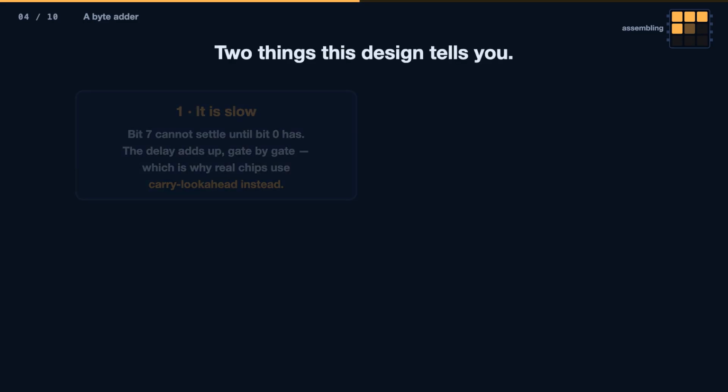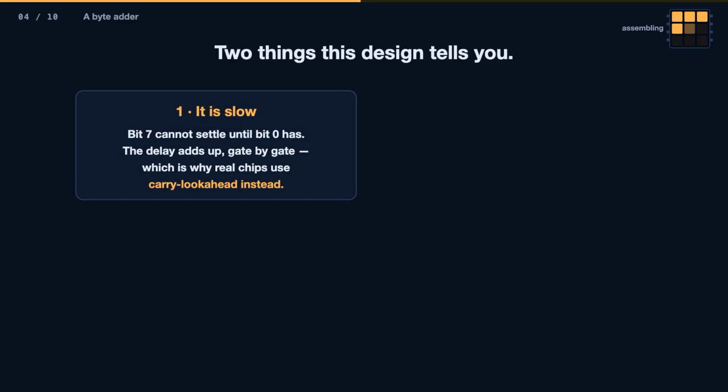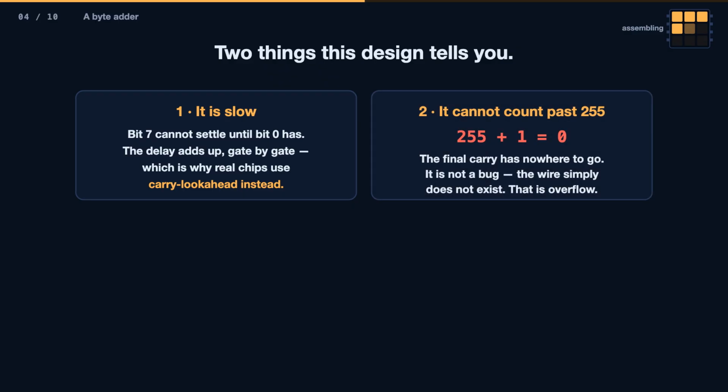This design tells you 2 things. The first is that it is slow. Bit 7 cannot settle until bit 0 has. The delays add up, gate by gate, which is why real chips use carry look-ahead instead.